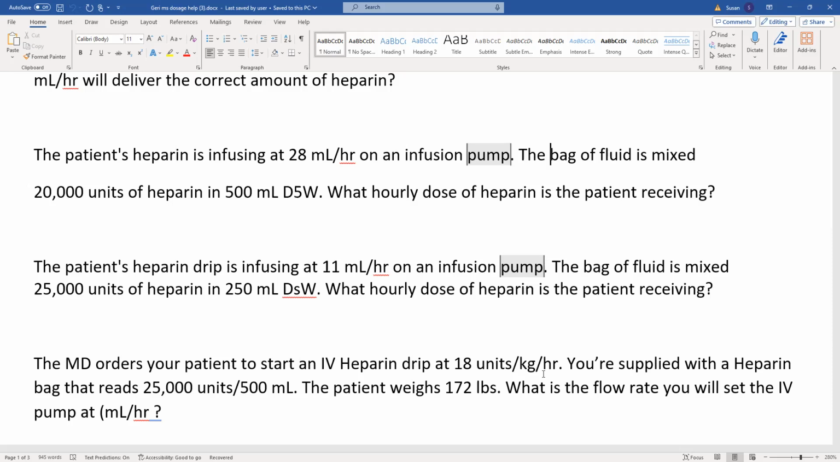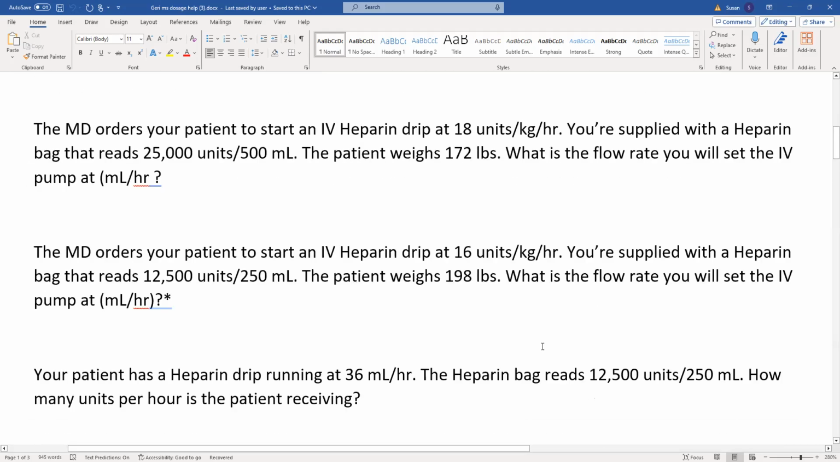All right, do the next one and see if you can get it right. The next one's the same type of problem. Okay, so the 25,000 divided by the 250, and then times that by the 11, 1,100. Correct. Okay, got it. Thank you.